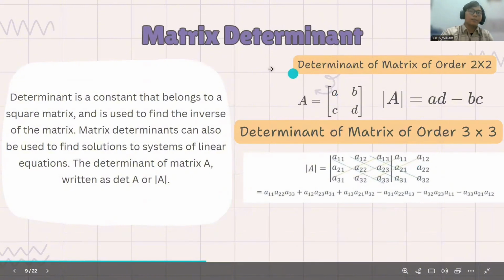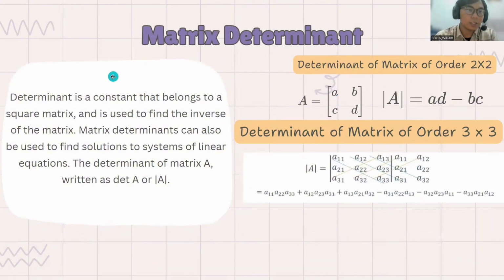Next, matrix determinant. A determinant is a constant that belongs to a square matrix and is used to find the inverse of the matrix. Matrix determinants can also be used to find the solution to a system of linear equations. The determinant of matrix A is written as det A or like this.